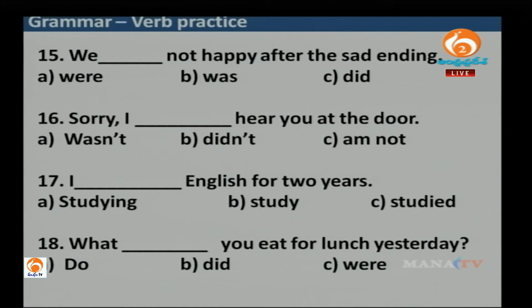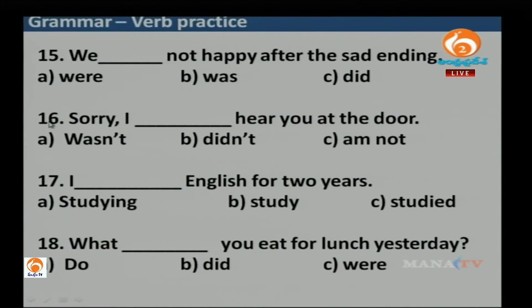Number 15. We dash not happy after the sad ending. Now it's we, which is a plural form. I cannot use was. If I say I was, she was, he was, it was, then it makes sense. But here we is plural, so I need to use a plural word. So we were not happy after the sad ending.